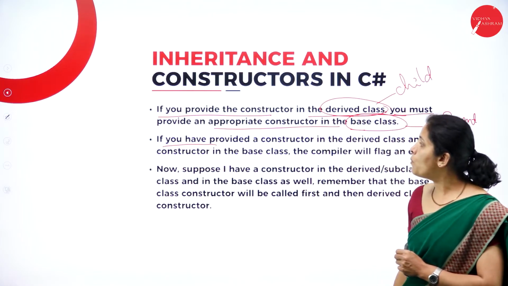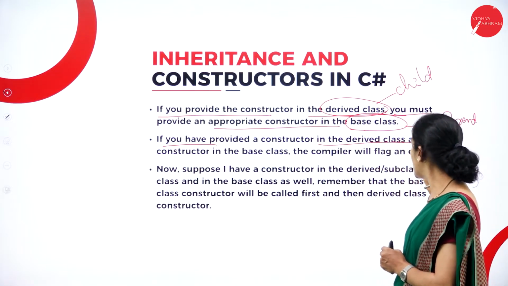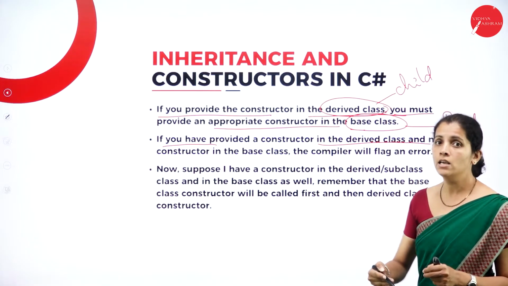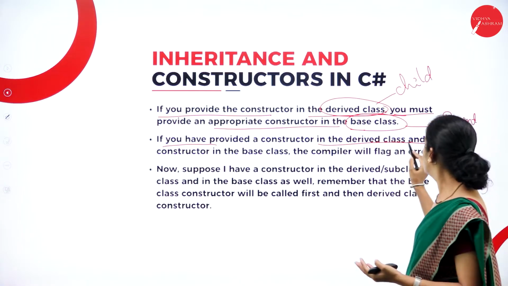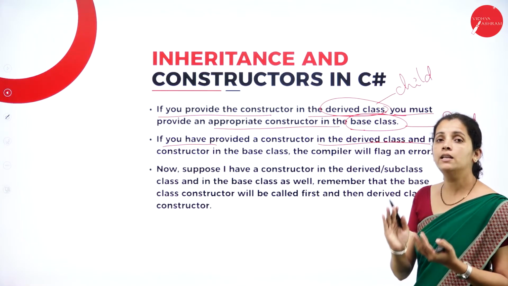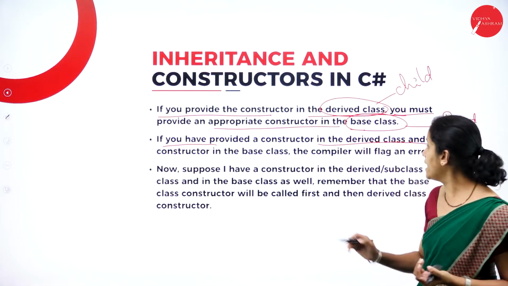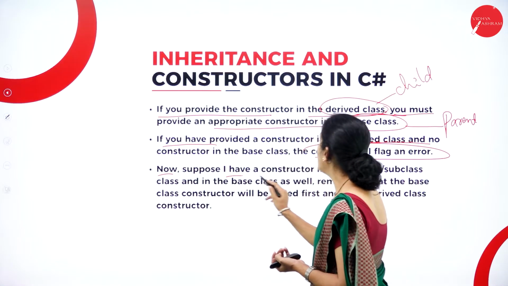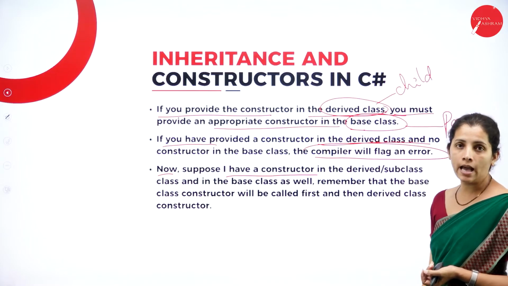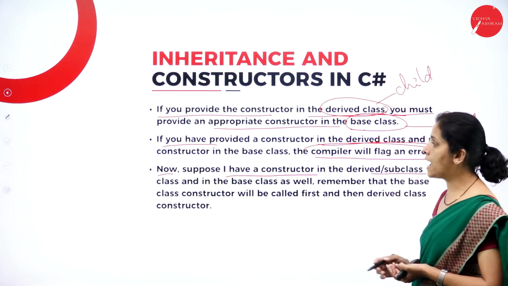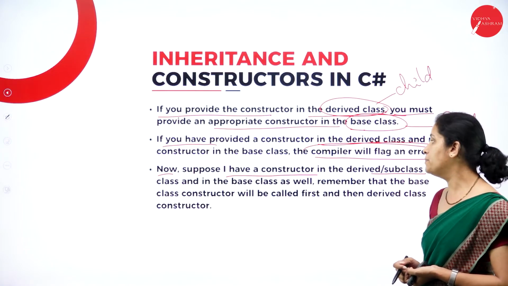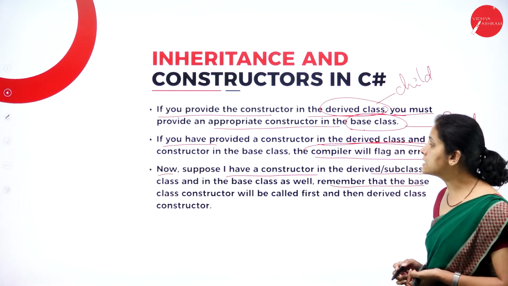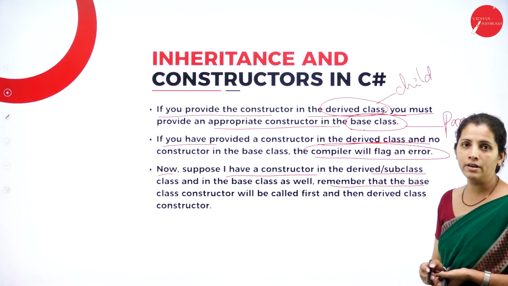If you provide a constructor in the derived class, that means, suppose I created constructor in my child class, but no constructor in my parent class, then I'm going to get the compiler error. Suppose I have a constructor in the derived class. That means in my subclass, I have the constructor, and in the base class, I have the constructor. Remember that the base class constructor will be called first.